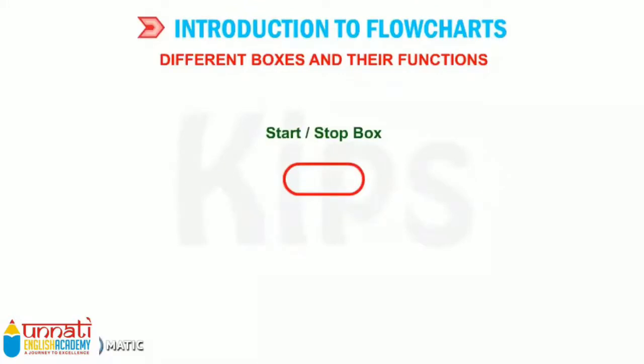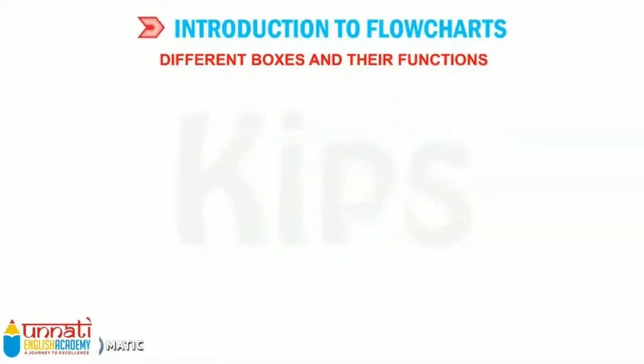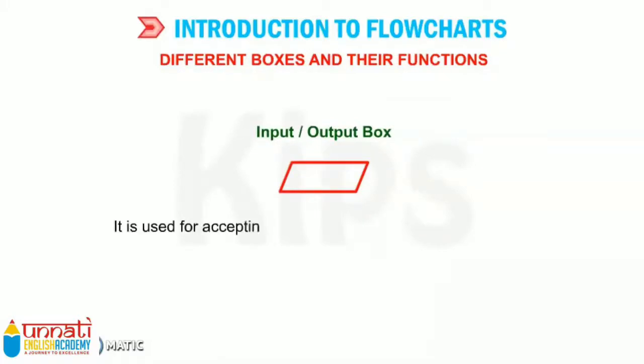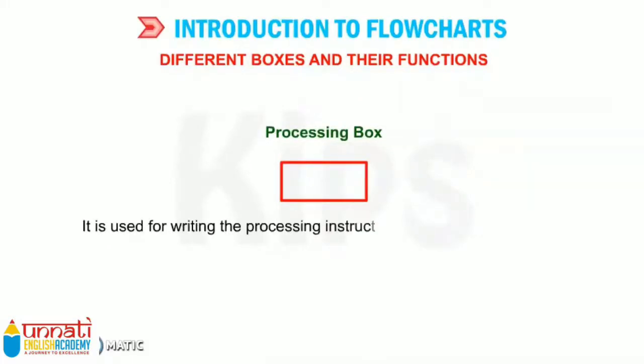The first box is the start and stop box. The oval shaped box in the figure is used in the beginning and at the end of the flowchart. Now the input output box. This input output box is used for accepting input or giving output of the program. The next box is the processing box. The processing box is used for writing the processing instructions and doing calculations.